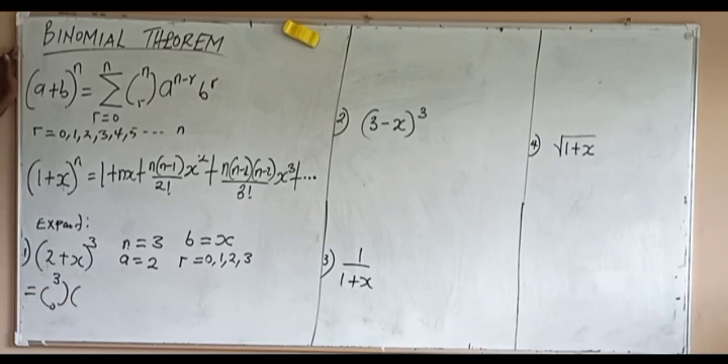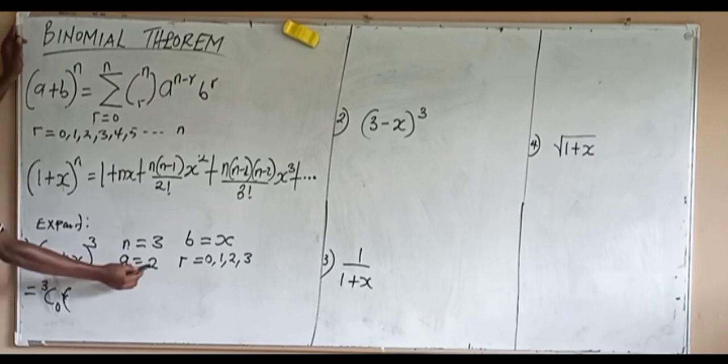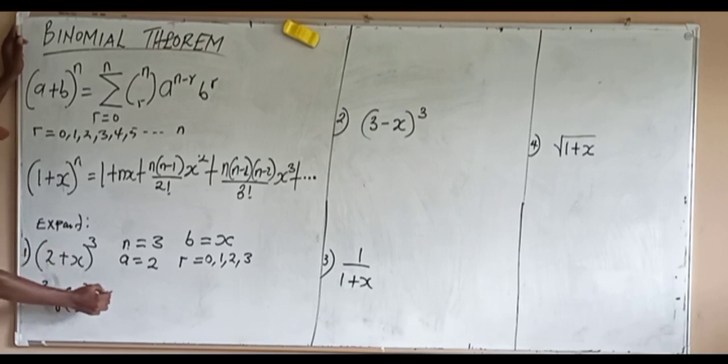Let's use the other symbol for combination, that will be simpler. Let's say 3C0. Then times A. What is A? A is 2. A raised to our N, which is 3, minus R, which is 0. Then times, what is B? B is X raised to our R, which is 0.